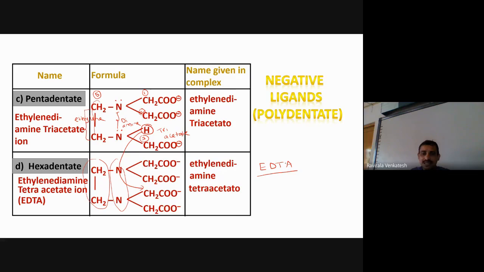Ethylene diamine tetraacetate. In writing the nomenclature and structure we also write like this: calcium EDTA. Here you can write the charges: -4 we get here, you will get +2 from calcium, then you can write -2 here. Now this is called calcium EDTA. If anybody online, can you say what is the coordination number of EDTA?